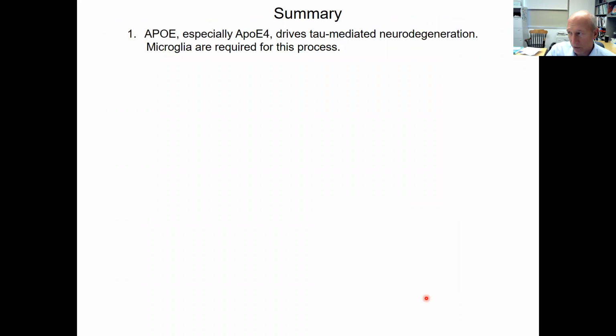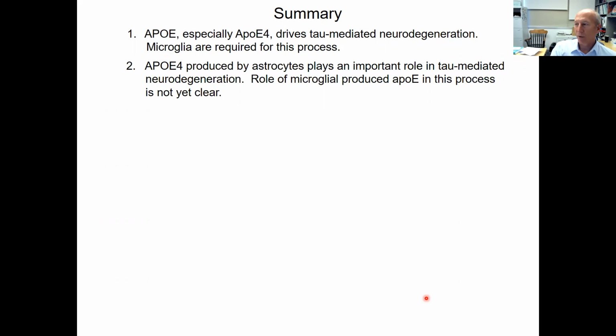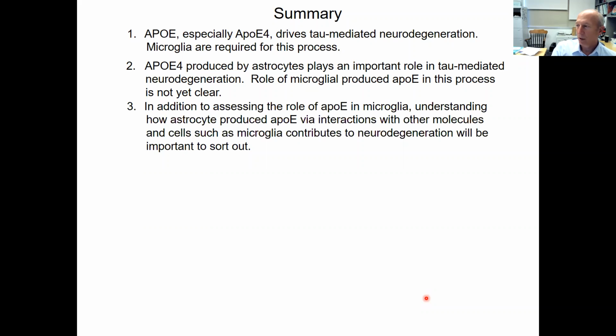I think it looks like APOE, especially E4, really drives tau-mediated neurodegeneration, at least in this model system, and that microglia are required for this process. But that APOE4 produced by astrocytes really appears to play an important role in this neurodegeneration. We're in the process of trying to figure out if microglial produced APOE has any effect in this model system. We don't know the answer yet.